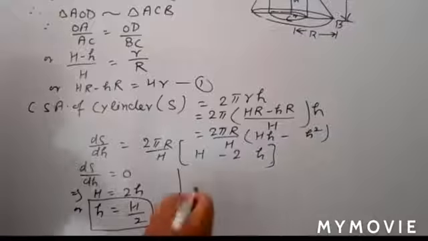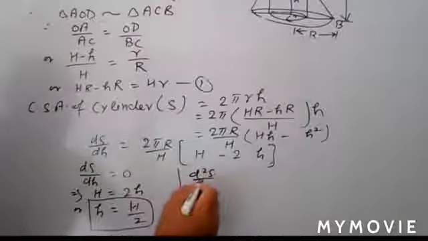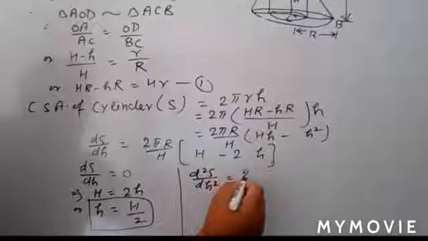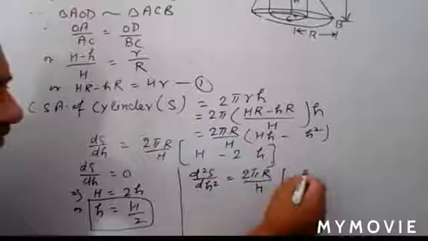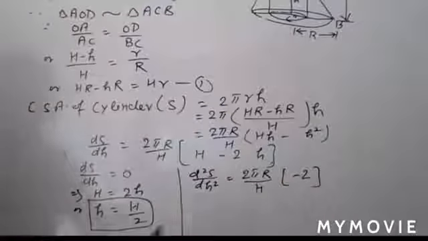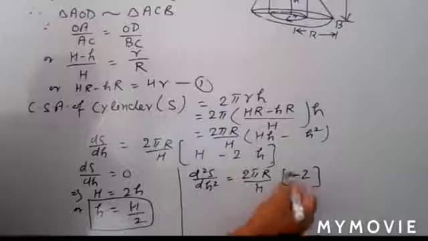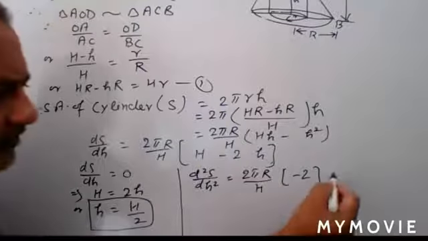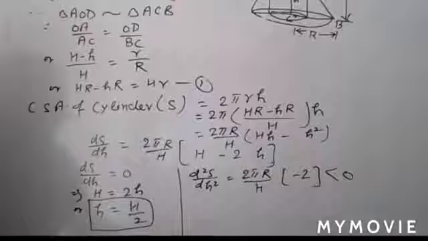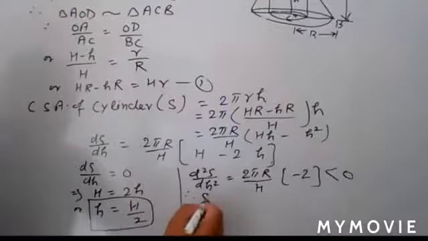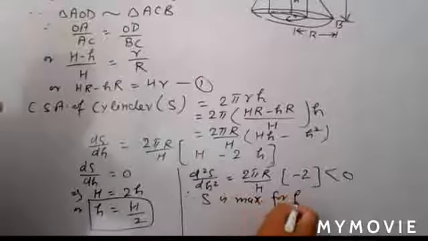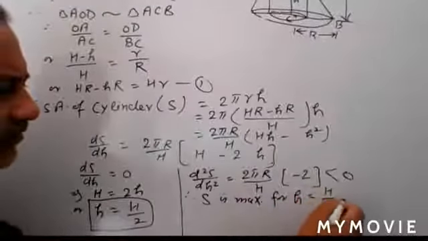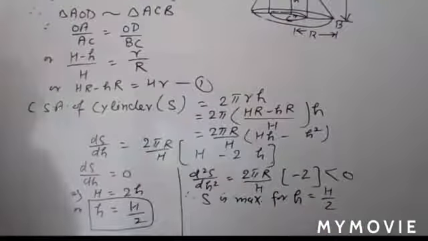So if you're taking its second derivative, d2S upon dh2, that is equal to 2 pi capital R upon capital H into minus 2. So here you see that the value is a constant and negative, so this is less than 0. And this proves that S is maximum for small h equal to capital H by 2. S is maximum.